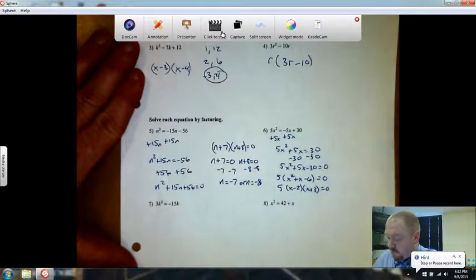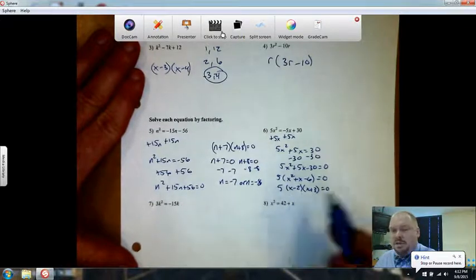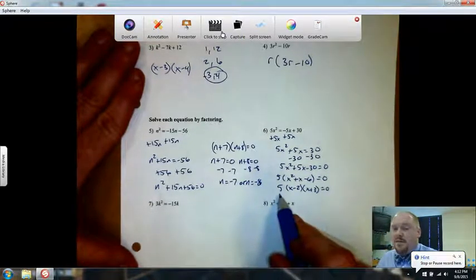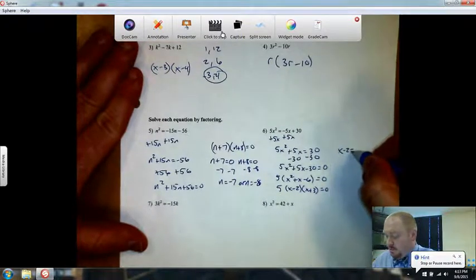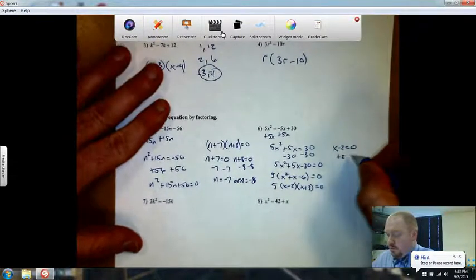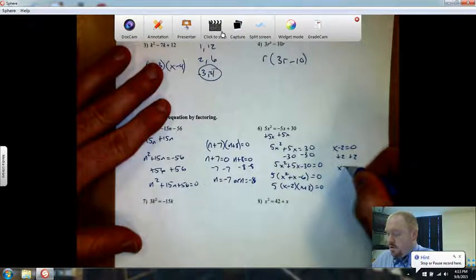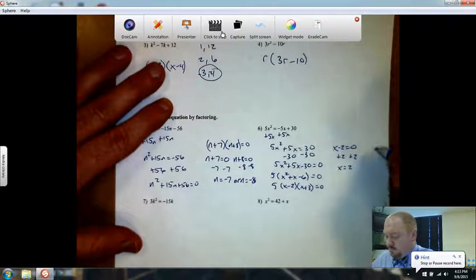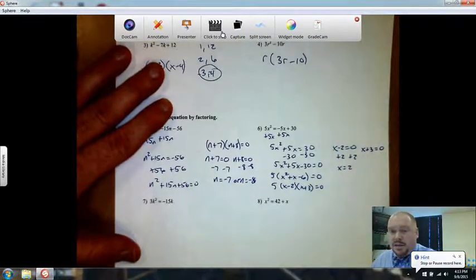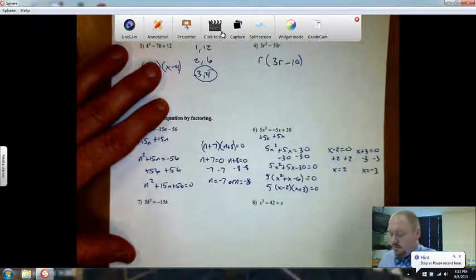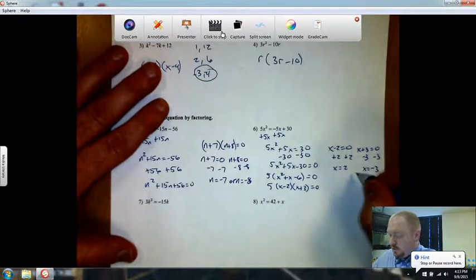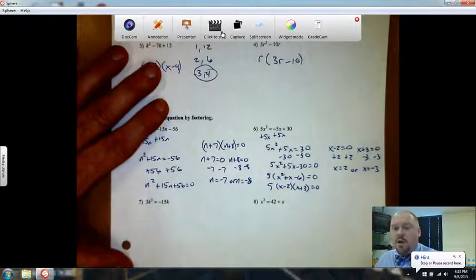So I'm going to set these two equal to 0. I don't need to set the 5 equal to 0 because 5 will never equal 0. So I know that x equals 2. The other choice is x plus 3 could equal 0. So we'll subtract 3 from both sides. So x could equal 2 or x could equal negative 3.